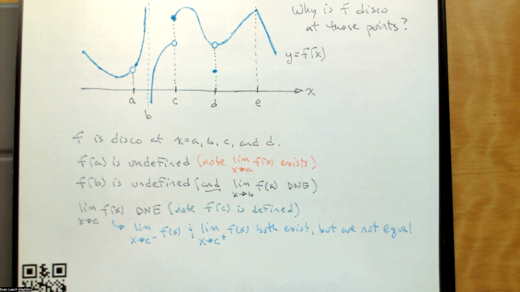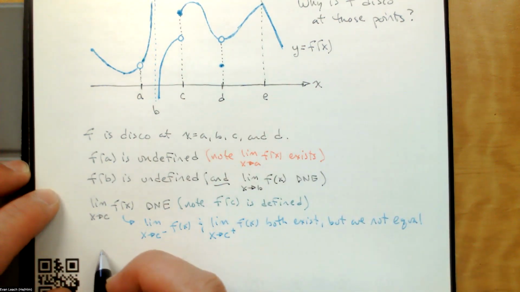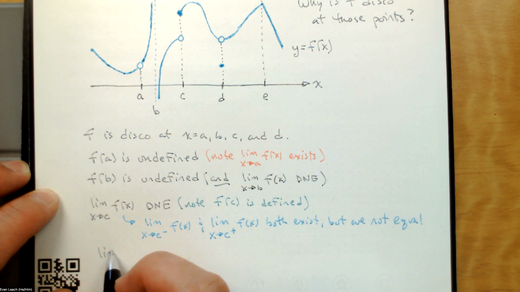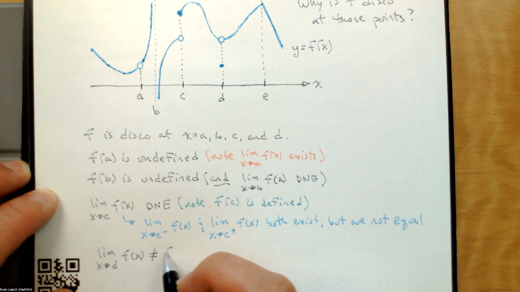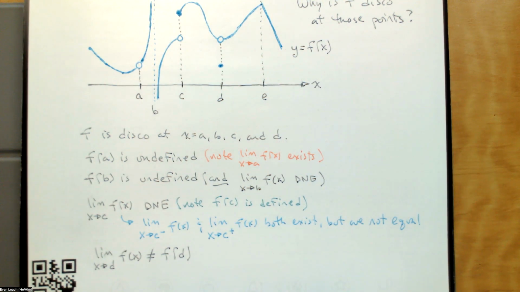At D, what's going on? The two values are not equal. The function is defined and the limit exists, but they aren't the same value. So for part D, the limit as x approaches d of f of x is not the same as the function at d. The limit exists and the function is defined, but they aren't the same value. Discontinuous.